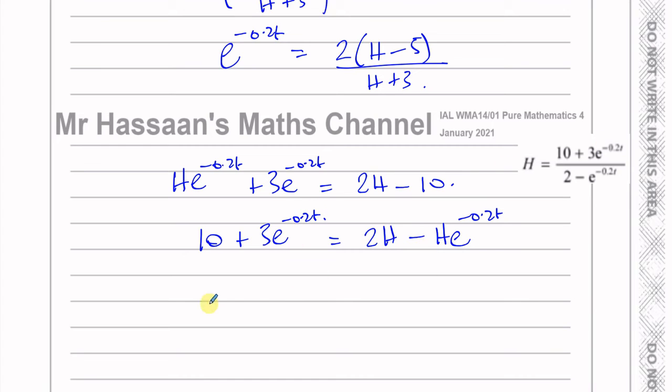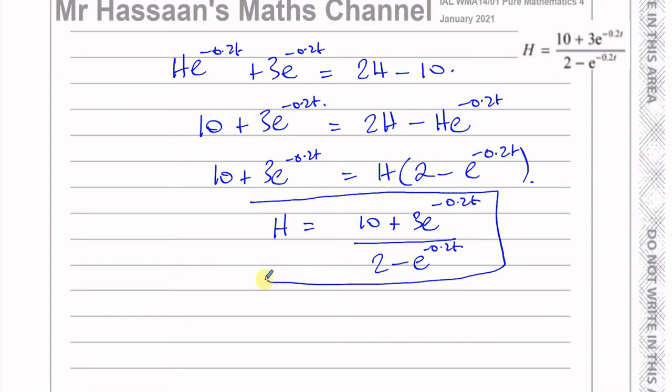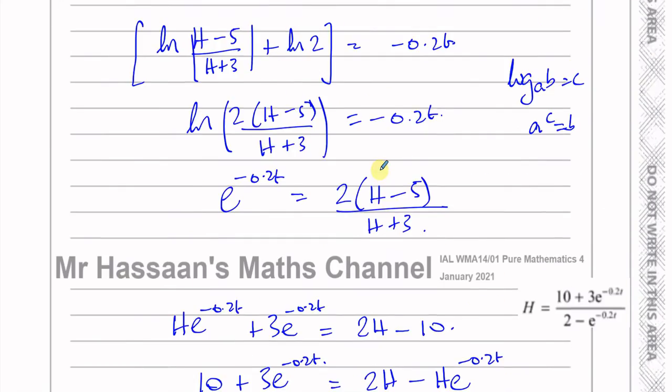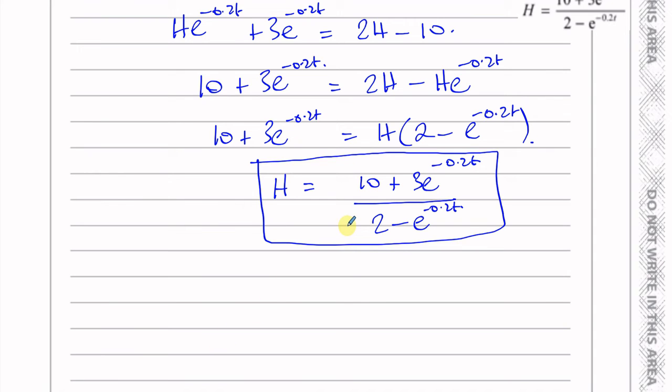So I've got that there, and now I can see how I'm going to get it. Take h as a common factor here. You have 2 minus e to the power of minus 0.2t. On this side, you've got 10 plus 3 e to the power of minus 0.2t. And now the next line, we've done it. Basically, we can divide both sides by this. So we're left with h equals 10 plus 3e to the power of minus 0.2t divided by 2 minus e to the power of minus 0.2t. And we have shown the answer very clearly. And that's the answer to part B. Okay, so we got this answer here for part B. And now for part C.